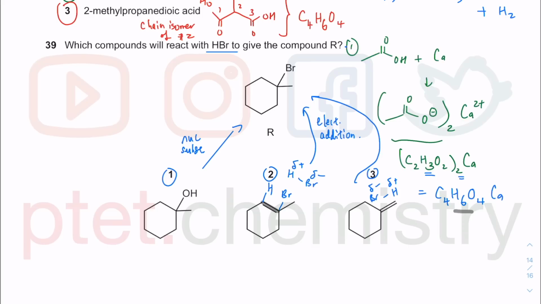Should probably erase that now. Okay, let me just make myself a little bit clear. So these are dotted in the sense that you can proceed with the electrophilic addition mechanism. All three are correct. That's option A there.